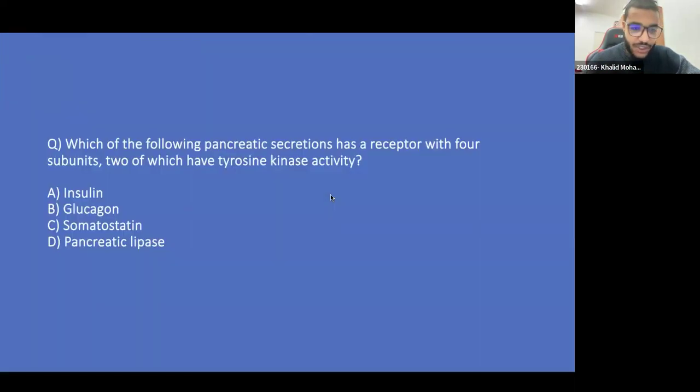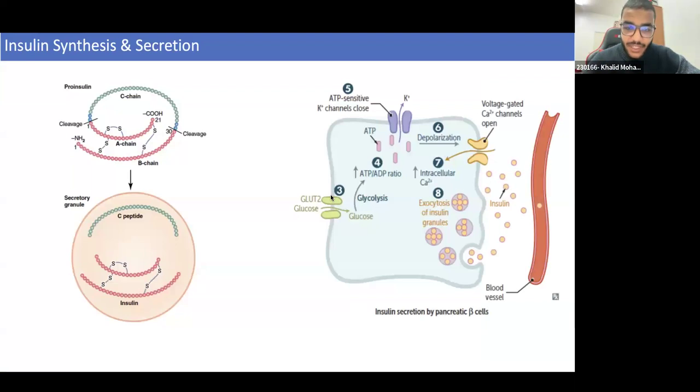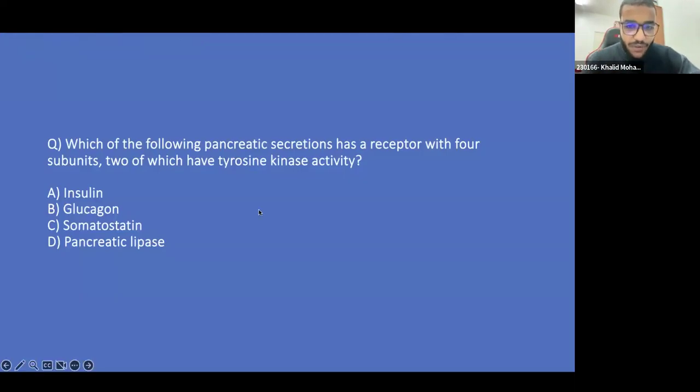Okay, so the second question. Is this clear? The secretion of insulin is important. Is it clear what things will increase and what things will decrease? Next question. Which of the following pancreatic secretions has a receptor with 4 subunits, 2 of which have tyrosine kinase activity?